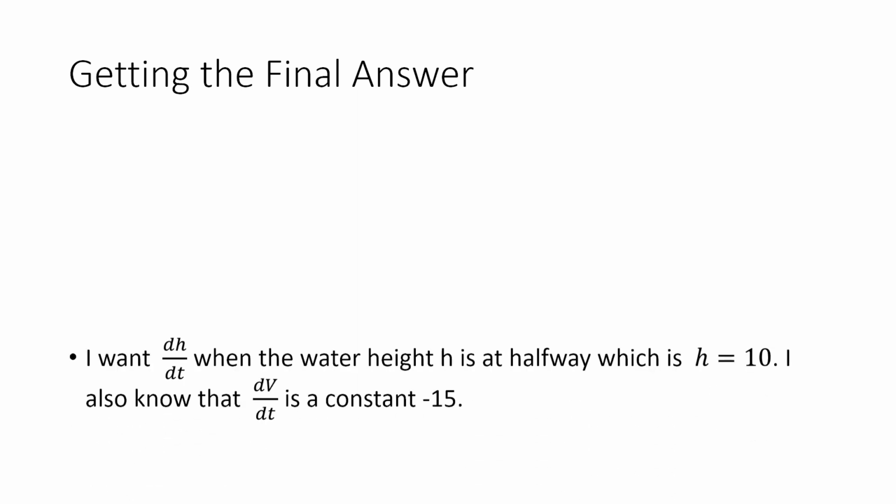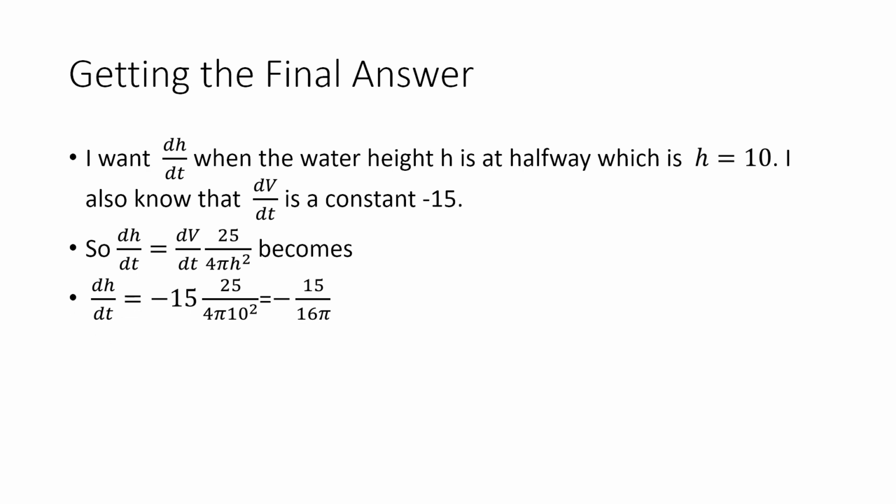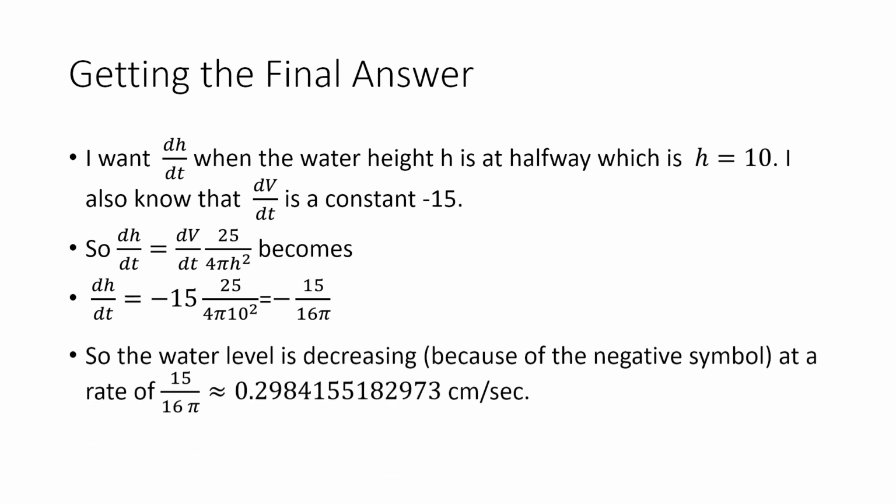I can now actually put all of my information together and get the final answer. The problem wanted me to figure out dh/dt when the water height was at halfway, which in this case is h equal to 10 because the cone was 20 centimeters tall. I also know that dV/dt is a constant -15, so I can plug those two numbers into my equation. This is -15. I want to figure out dh/dt when h is 10, so I plug 10 in, simplify. It simplifies to -15 over 16 pi.